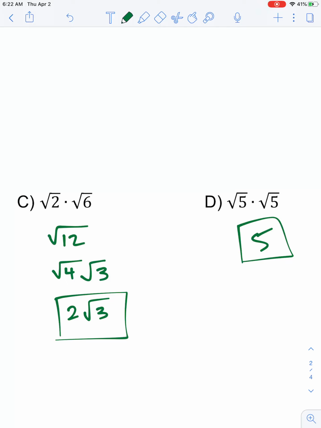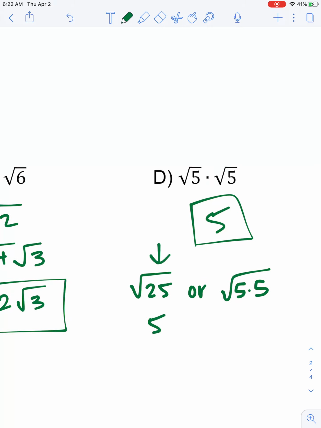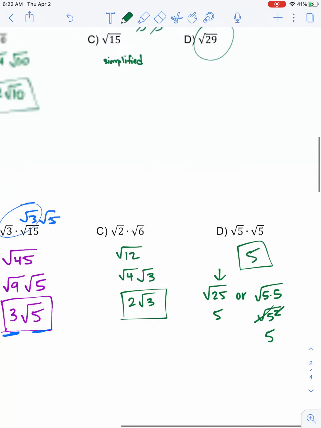Done. Now, just to explain that once more, you could do root 5 times 5, which is 25, and that's how we also get 5. Or we could have thought of this as root 5 times 5. Instead of multiplying that to 25, like I did on the left side here, I could rewrite 5 times 5 as 5 squared, and now the square and the square root cancel, and I just get a 5.